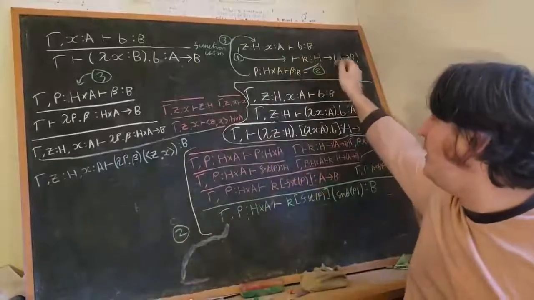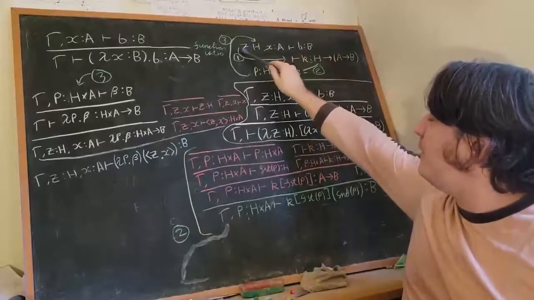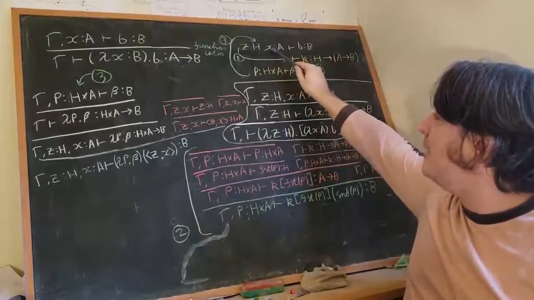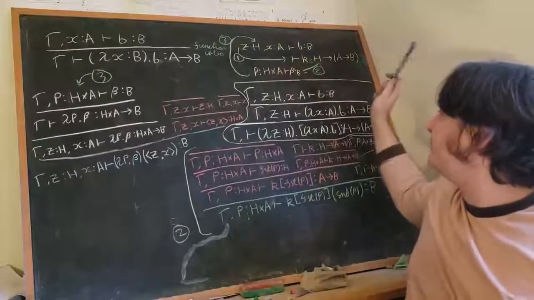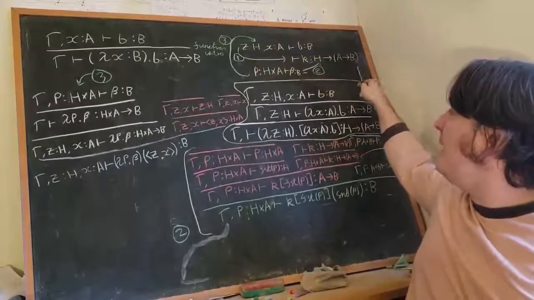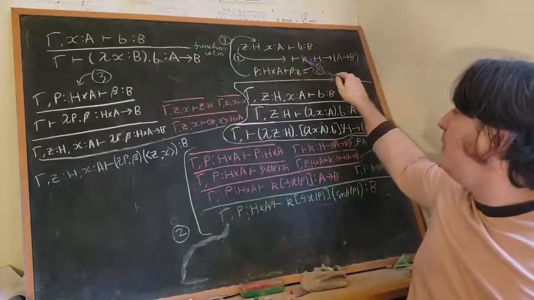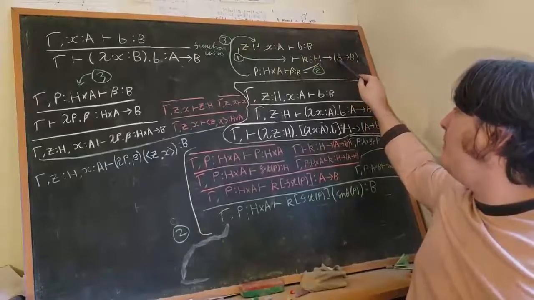So the first one is that we have this term little b of type capital B, which has a variable z of type H and a variable x of type A. That's one way of saying it. Another way of saying it, a purely functional way, is that we have a function which sends a value of H to a function from A to B.